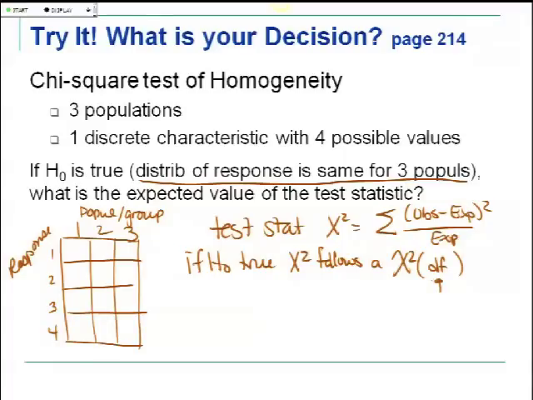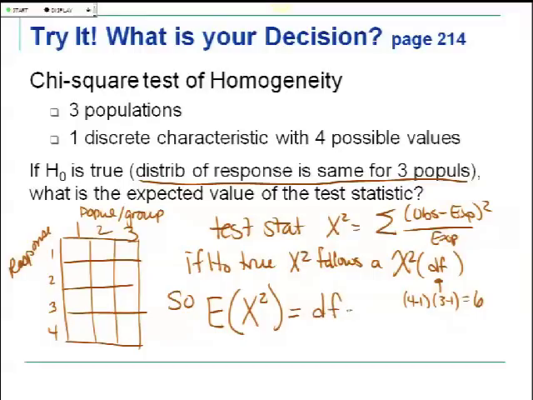What are the degrees of freedom? R minus 1 times C minus 1, so I have here 4 rows and 3 columns. You could have had the opposite, but you still get the same answer of 3 times 2 or 6 degrees of freedom. So what's the answer to this question? 6. The degrees of freedom for your chi-square distribution play the role of the mean. They tell you what you would expect for that value of that quantity, that variable. So we'd expect the expected value of your x squared statistic turns out to be the degrees of freedom, 6 in this case.